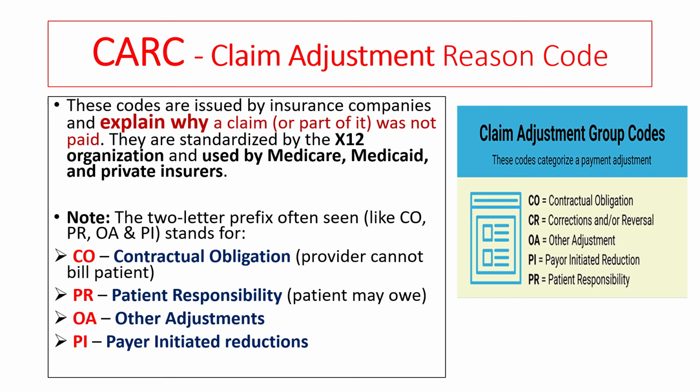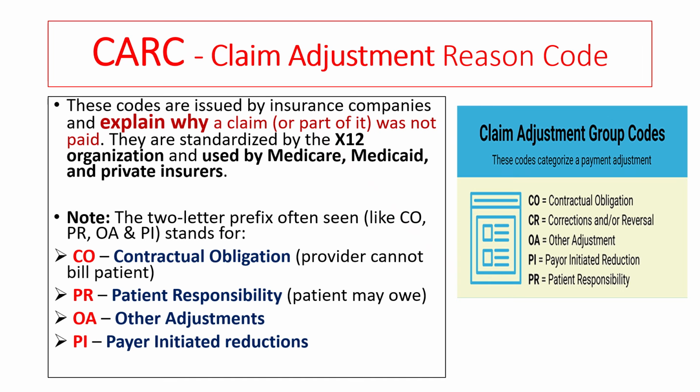Generally, for example, when insurance denies a claim for timely filing, some insurances give a CO code and some other insurances give a PI code. But it is specific to that payer. That payer is giving terminology like PI. We have to understand that it is a payer initiated reduction. So we can understand why by seeing the code.